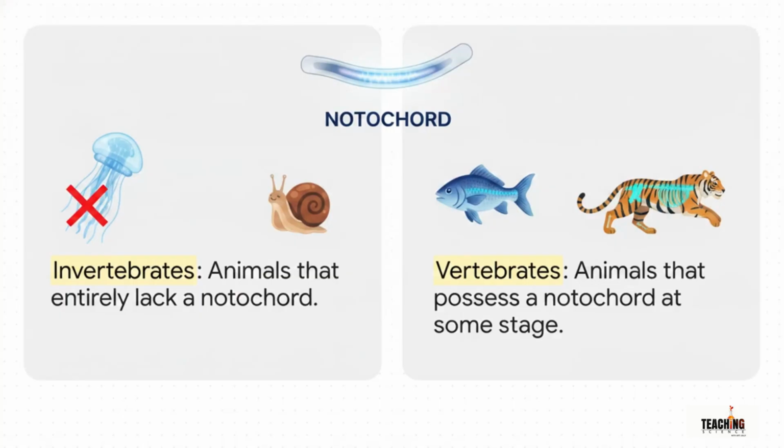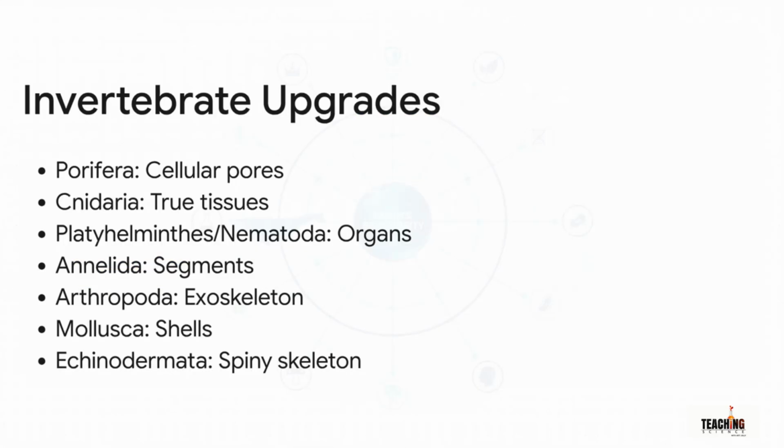Just like plants, the animal kingdom is this fascinating journey of increasing complexity. The most massive split in the entire animal kingdom revolves around just one structure, the notochord. A notochord is a flexible, rod-like internal support structure. Animals that completely lack this notochord are called invertebrates. Animals that possess this notochord at some stage of their life, which eventually develops into a backbone in higher forms, are called vertebrates.